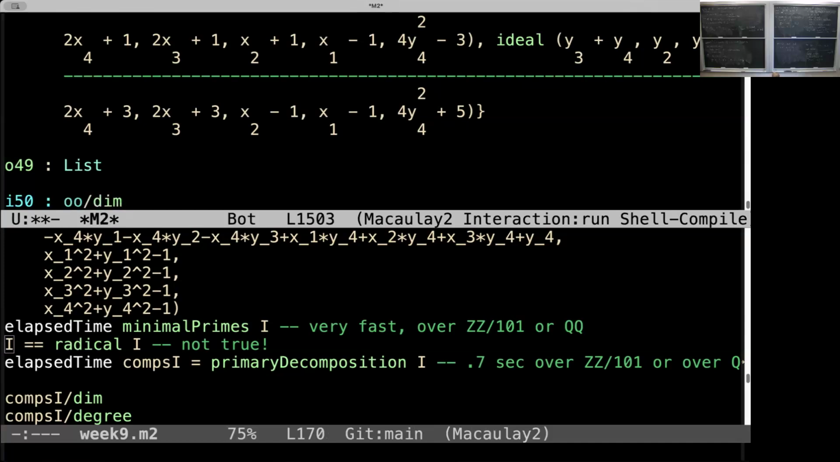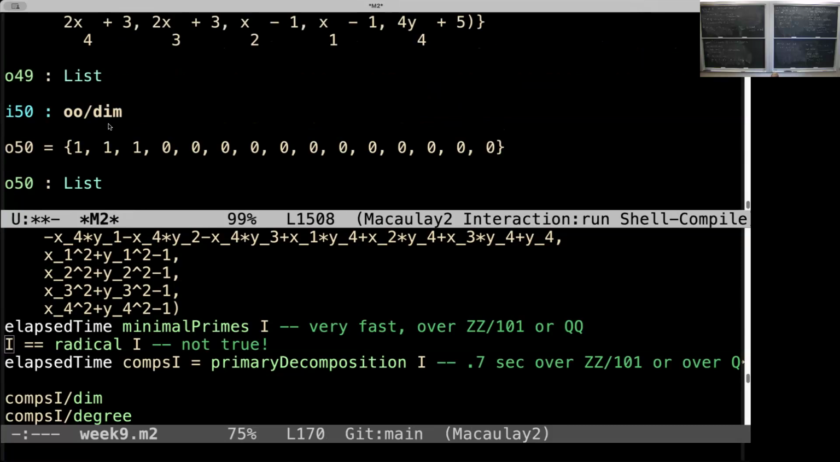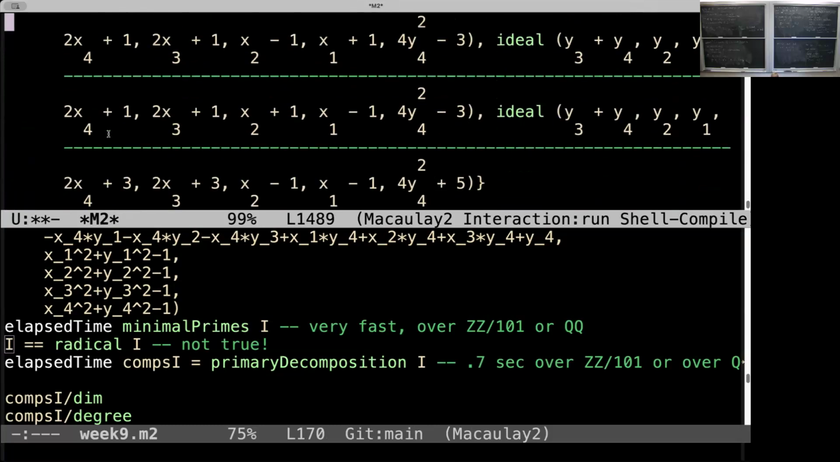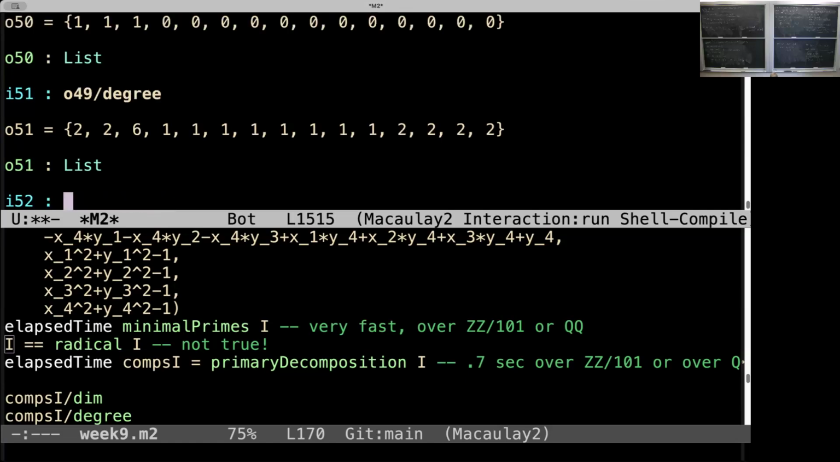Now let's do OO/dimension. What are the dimensions of all the minimal primes? There are things of dimension 1. How are we ever going to handle things of dimension 1? The rest is all dimension 0 stuff, and there's a trick that we're going to do. Notice that there's lots of these things, 3 of dimension 1. Now I'm going to look at what the degree of each one is. So the 3 things of dimension 1 have degrees 2, 2, and 6.